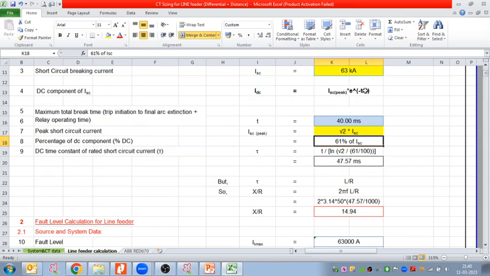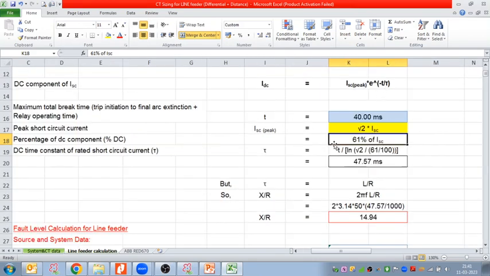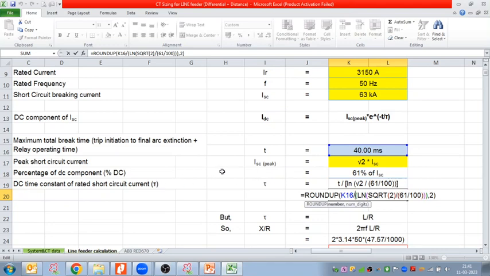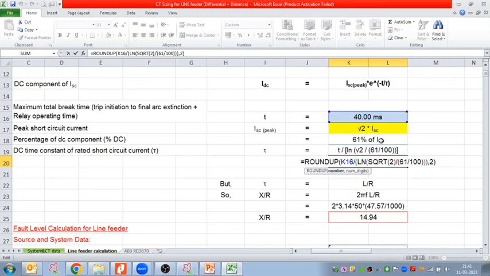So how do we calculate the time constant for the DC component to decay? Take the ln on both sides. So this tau would be ln of k16 divided by the square root of 2 Isc. k16 is what? 40 millisecond, right? So k16 divided by ln, and Isc peak will be replaced by root 2 Isc.